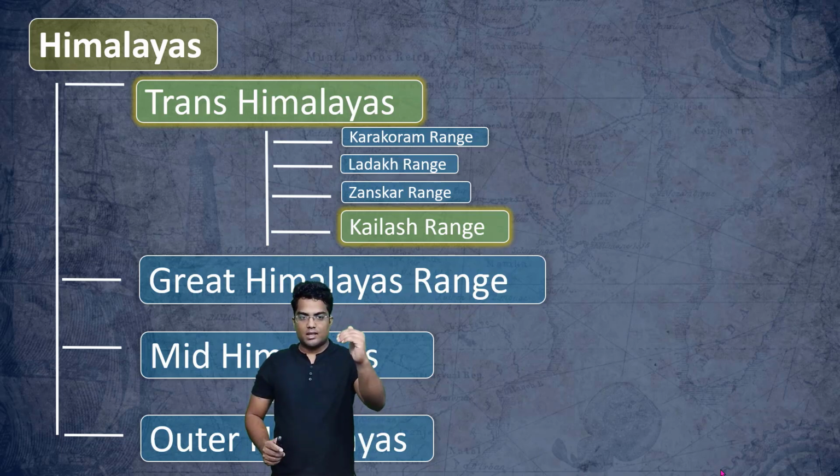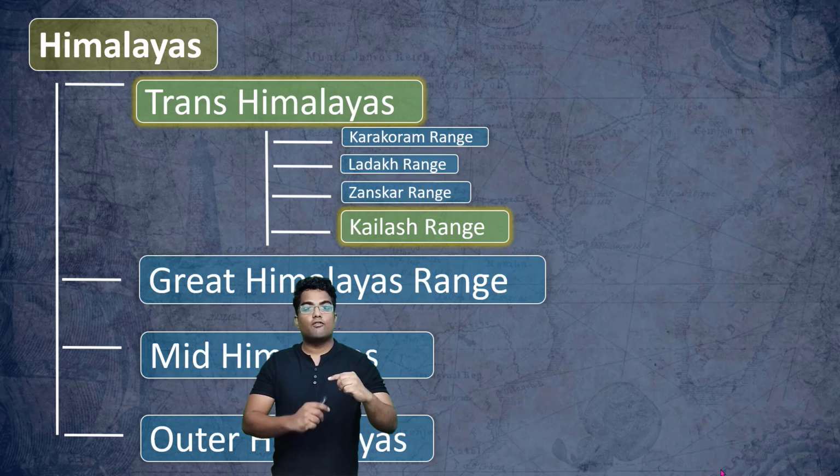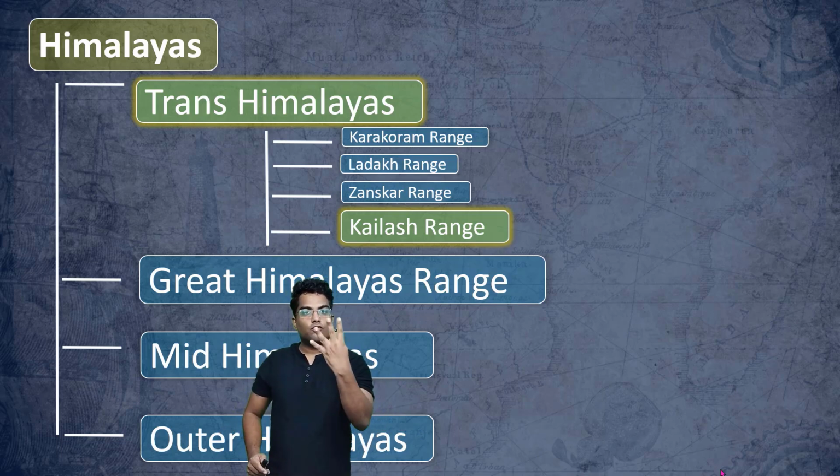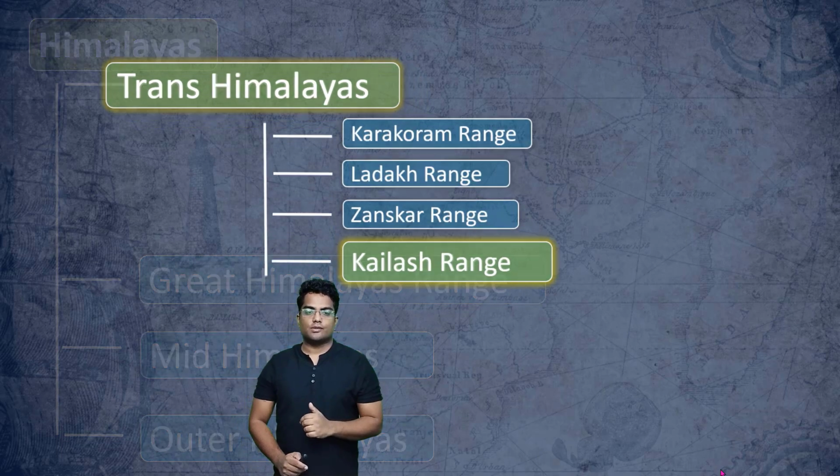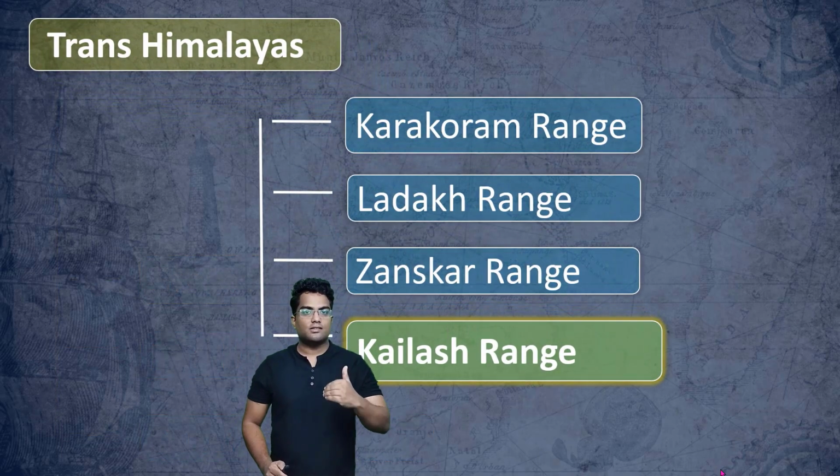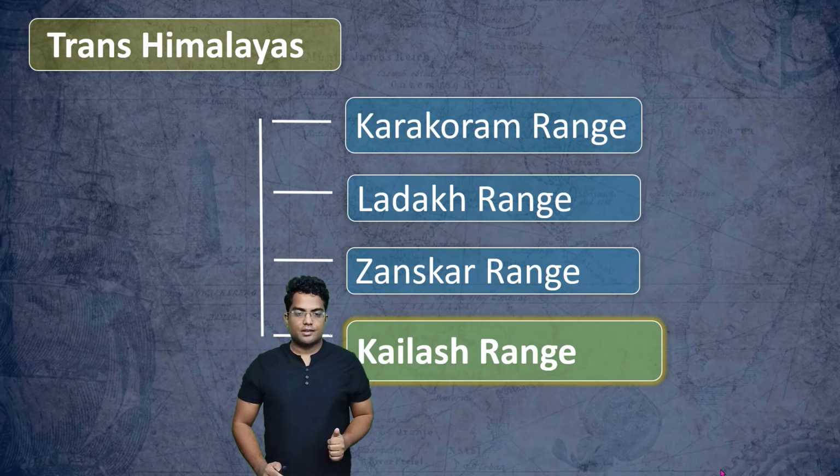Once again, that's the Himalayas. The Himalayas are divided into four parts. The Trans-Himalayas, which is at the northern part. Then we have the Great Himalayas, where we can find Mount Everest. Then we can find the Mid-Himalayas, and finally at the last, the Outer Himalayas. The Trans-Himalayas is divided into four parts: the Karakoram range, the Ladakh range, the Zaskar range, and the Kailash range. So let's have a look into the Trans-Himalayas first.